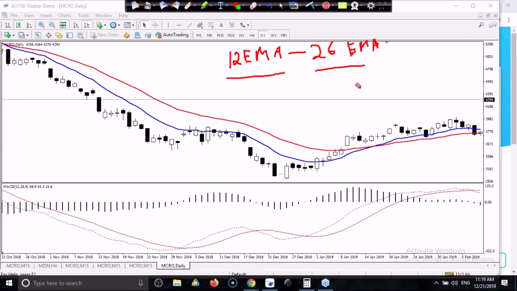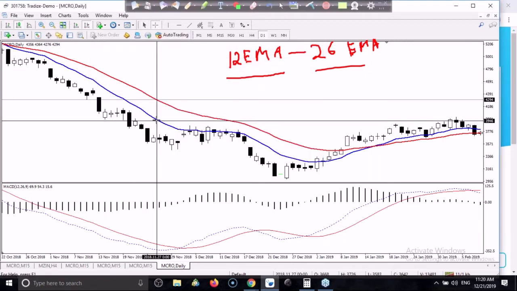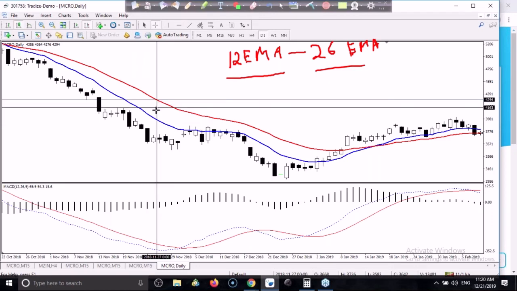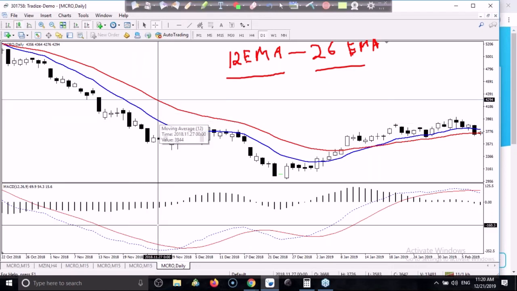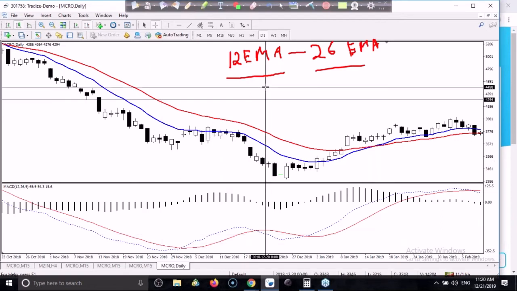So how is this MACD line forming? Let me show you properly, this red line. Have you seen this red line? How is it forming? We are deducting the 26 EMA from the 12 EMA. What result comes? The MACD is forming.